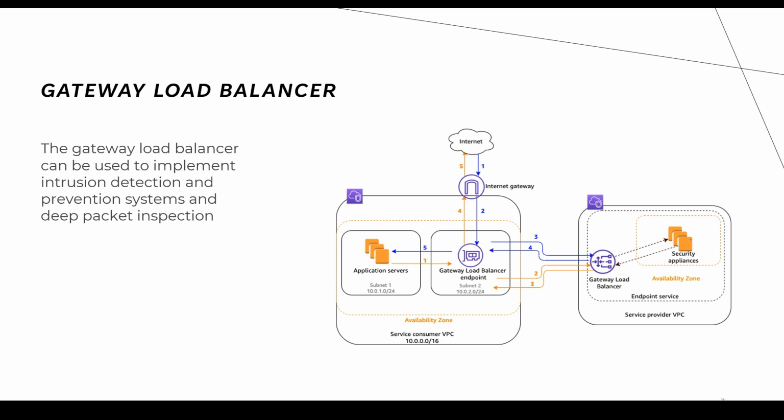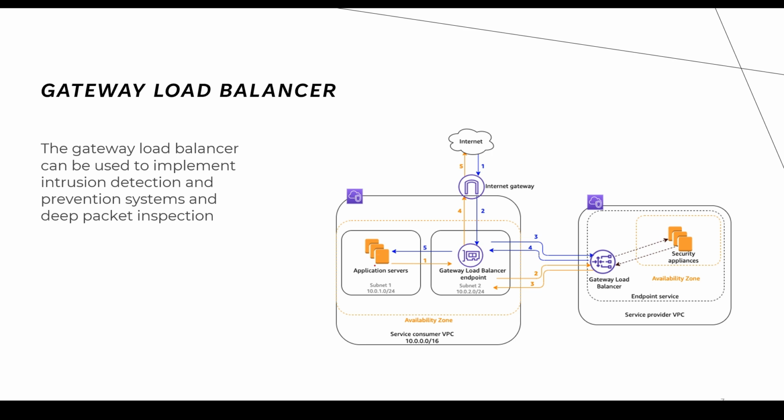And once everything is clean, it will send it back to the gateway load balancer, and the gateway load balancer will send it back to the endpoint. And depending on the route table you have defined here, the endpoint will send it back to the application load balancer. So in this way, you are getting clean packets. Your packets are being verified, inspected via the security appliance, and reaching the final destination.